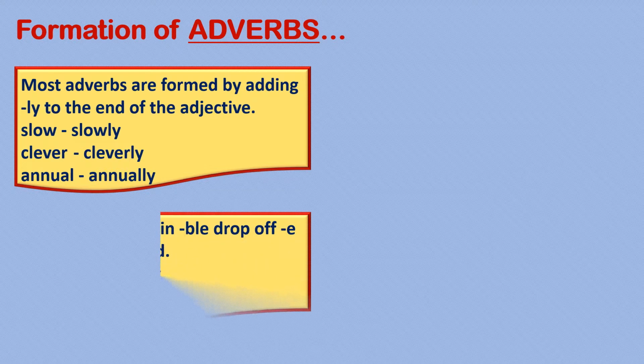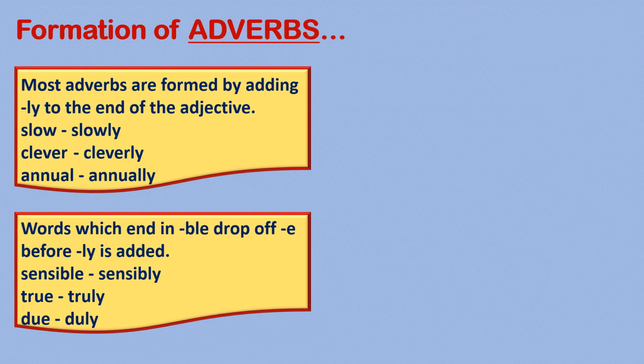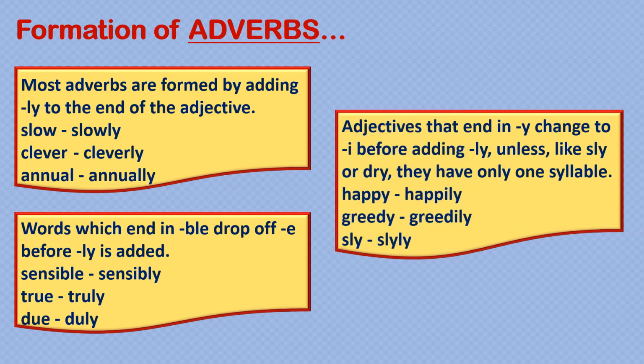The next rule for formation of adverbs: words which end in ble, like sensible, will drop off the e before adding the ly. True, again dropping off the e and adding ly. Due becomes duly. One more small rule for formation of adverbs is that when adjectives end in y, change it to I before adding ly.